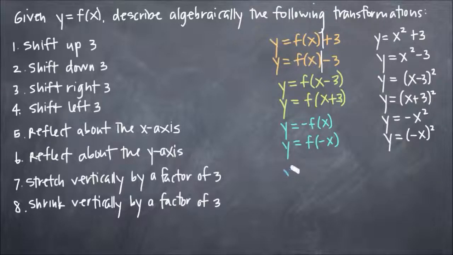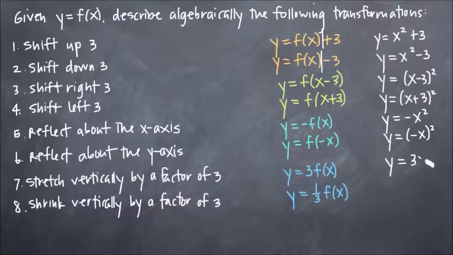To stretch vertically, we want to say y equals 3 times f of x. That means every y coordinate on our original function, x squared, will now be 3 times what it was in the original function. If we shrink vertically, we want to say y equals 1/3 f of x. And every y coordinate that was on our original graph will now be 1/3 what it was originally. What that looks like here, of course, is y equals 3x squared and y equals 1/3 x squared.